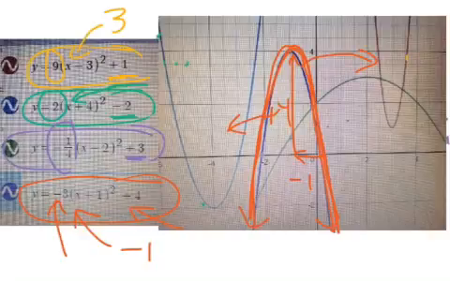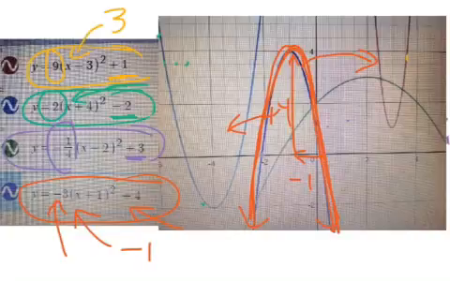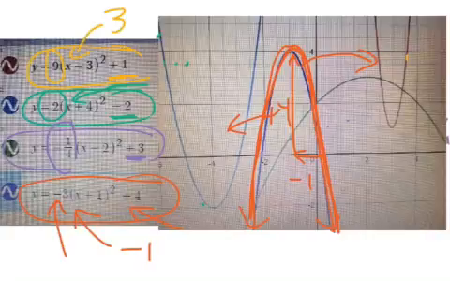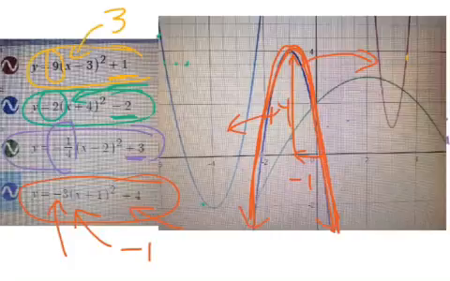And hopefully you're piecing this all together, guys. Negative is down, positive is up. A large number like 9 means it's going to be stretched. A smaller number like 1/4 means it's going to get wider, and it's going to grow slower, in other words. And that's it, guys. Pause the video if you need to. Rewind it if you need to.